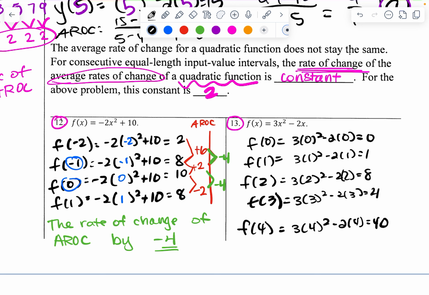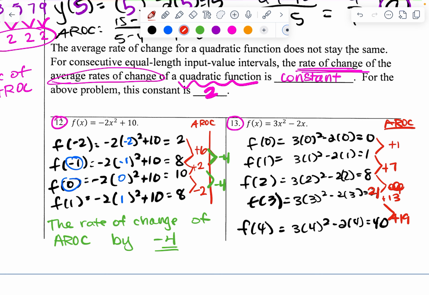So first, let's find that average rate of change for each of these. Each of these intervals are 1 away, so I'm not worried about the difference of the independent value. From 0 to 1, we added 1. From 1 to 8, we added 7. From 8 to 21, we added 13. And from 21 to 40, we added 19.